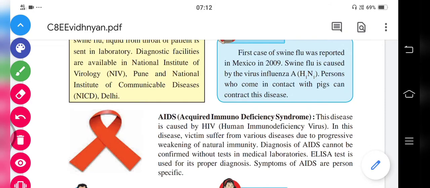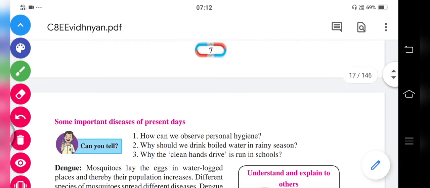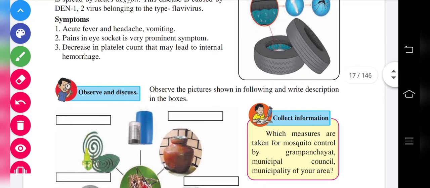In the previous class we studied infectious diseases. In this disease section we studied which types of disease they are, mostly swine flu, and dengue. These are the important diseases we studied in the previous class.